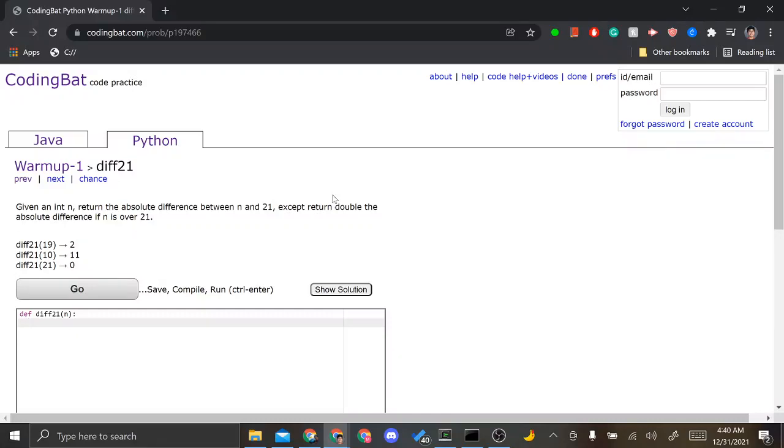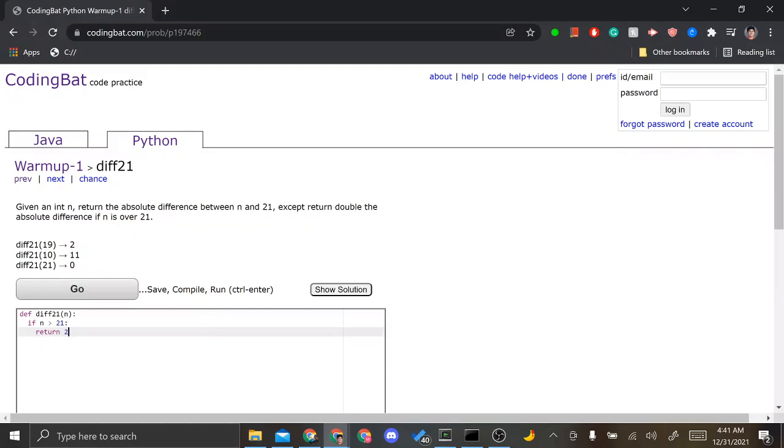All right, so let's code it up. First, we have an if condition. If, do this. If that, do this. Otherwise, do this, right? If n is greater than 21. What happens if n is greater than 21? We return the double absolute difference, right? So you do return, right? Because that's what we're returning.